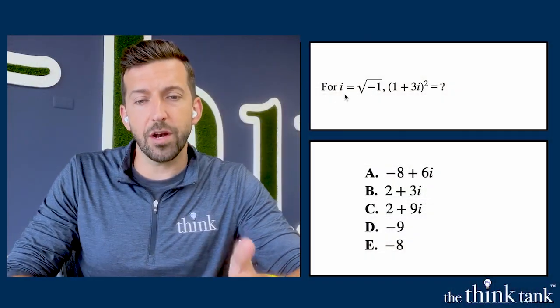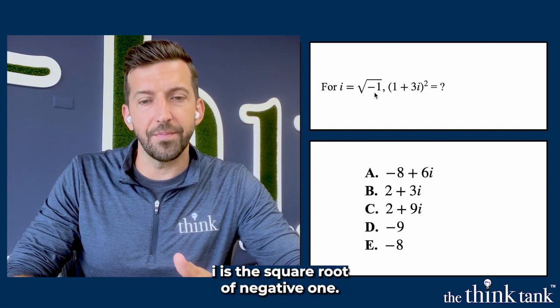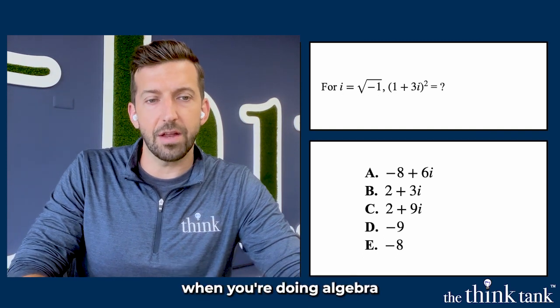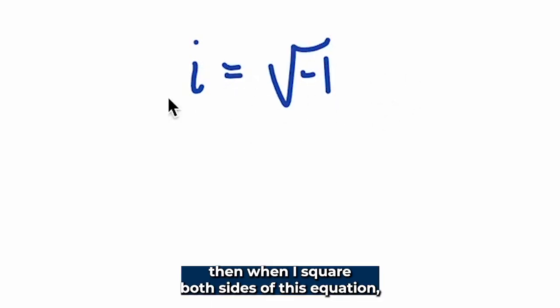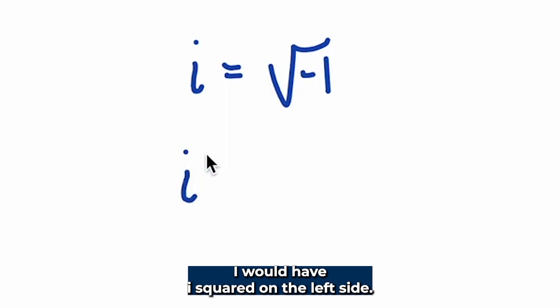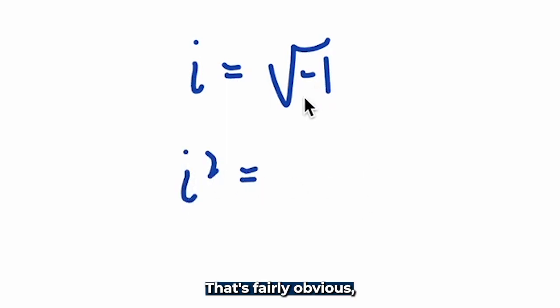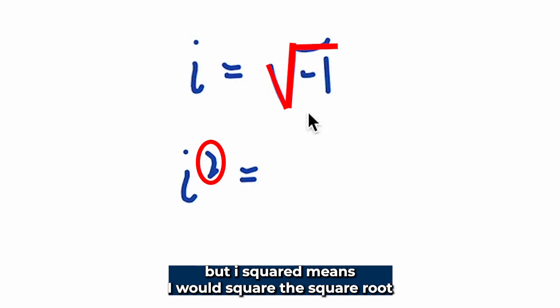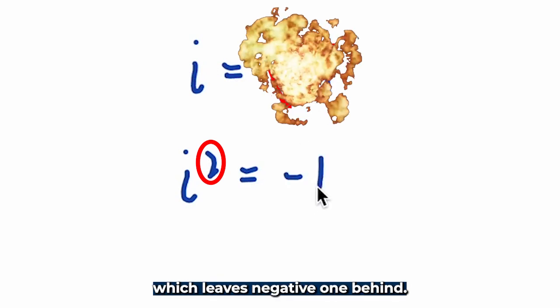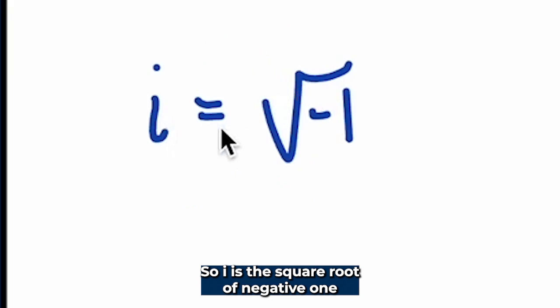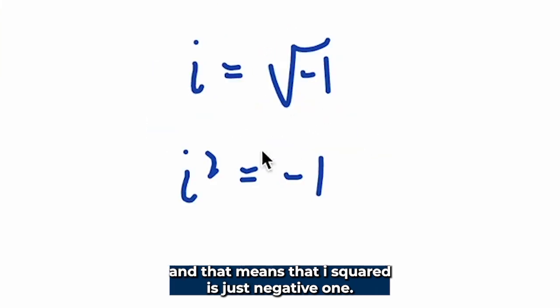But in our case, we've got to remember that i is the square root of -1. And the important consequence of that when you're doing algebra problems is if i is equal to the square root of -1, then when I square both sides of this equation, I would have i squared on the left side. That's fairly obvious. But i squared means I would square the square root, which cancels the square root, which leaves -1 behind. So i is the square root of -1, and that means that i squared is just -1.